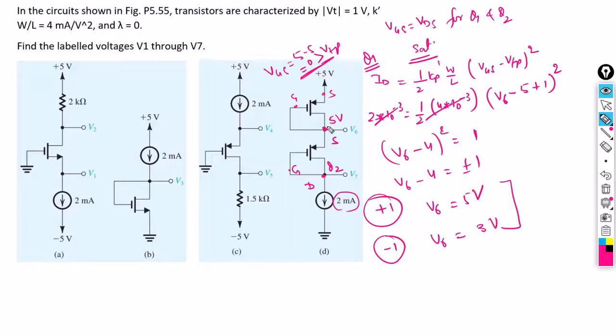So when we are selecting V6 as 5 volt, transistor will go to cutoff region, which will be against or a contradiction to the saturation current equation. So we have to discard this value and we have to select this value, because when we select 3 volt, VGS will be 3 minus 5, which is minus 2 volt, which will be less than threshold voltage of PMOS transistor. So the value at V6 node will be 3 volt.